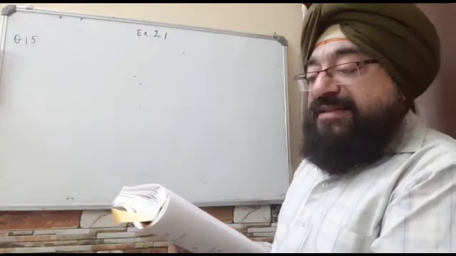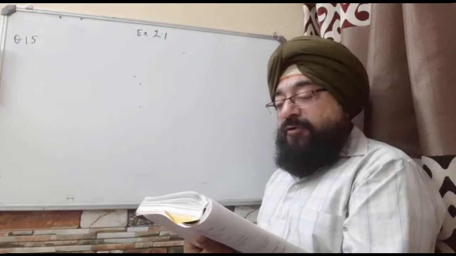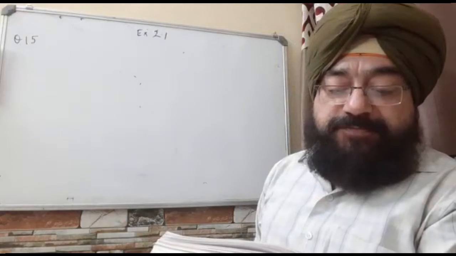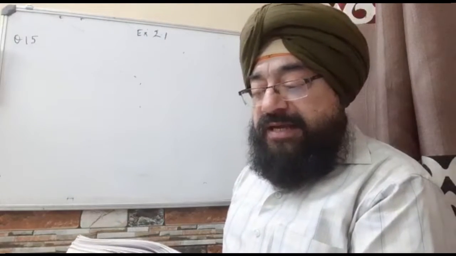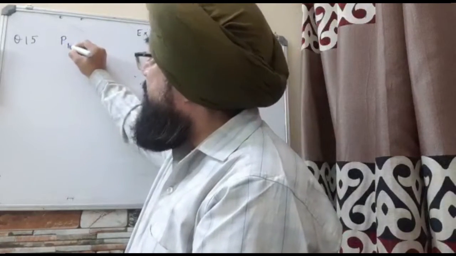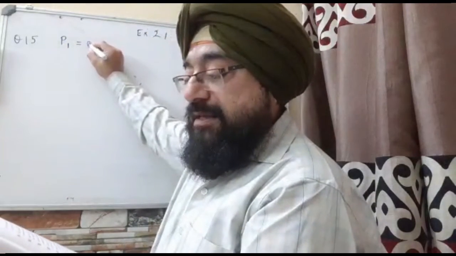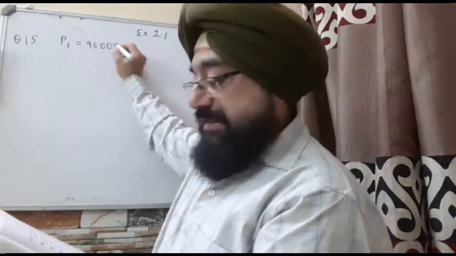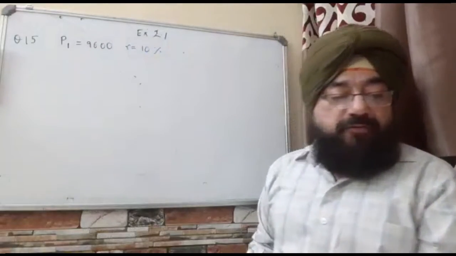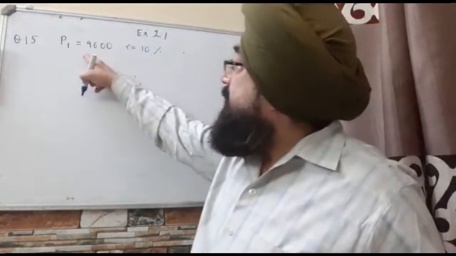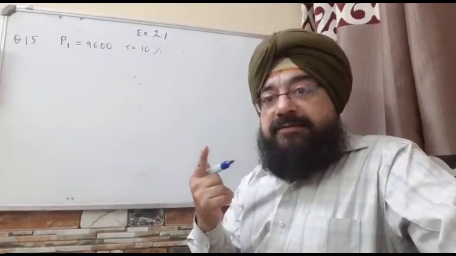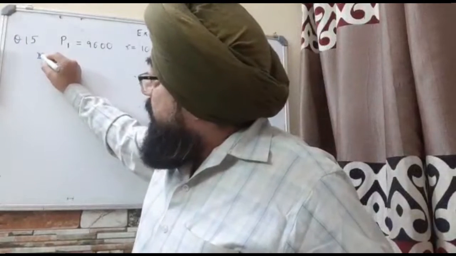A sum of rupees 9600 is invested for 3 years at 10% per annum at compound interest. What is the sum due at the end of the first year? So principal becomes the principal for the first year, that is 9600. Rate is given as 10% per annum. So very clearly, with the help of this P1, R being 10% and time for 1 year is 1, you can use the formula to calculate I1.